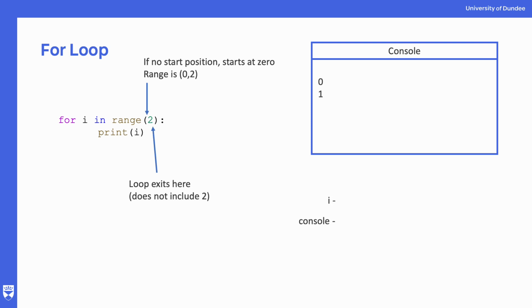So I'll walk through again. I start at 0 and I print it out. I increment automatically by 1, same as before. So my I value is 1, print that out, and then I get to 2, and the final number in the range isn't included. That's my exit point. I'm out of the loop.